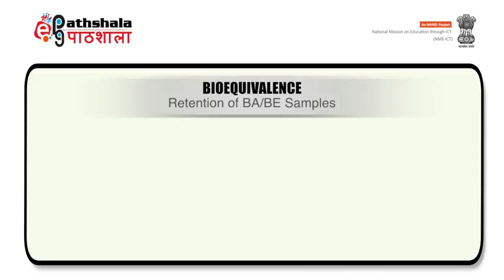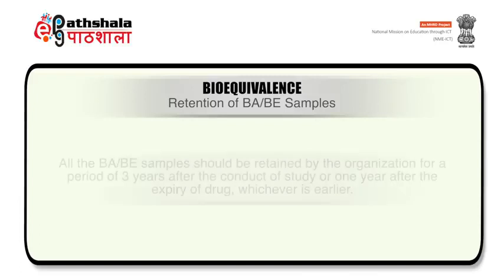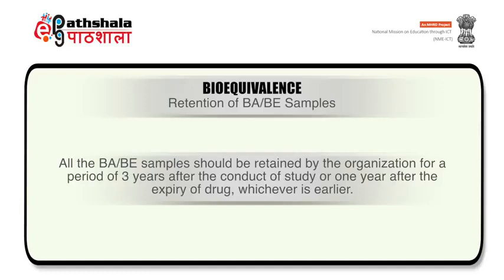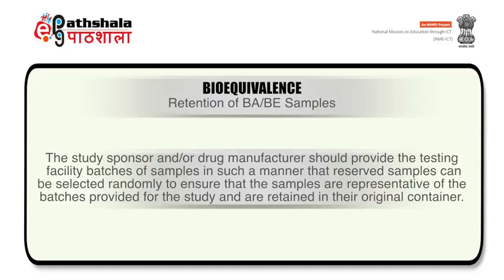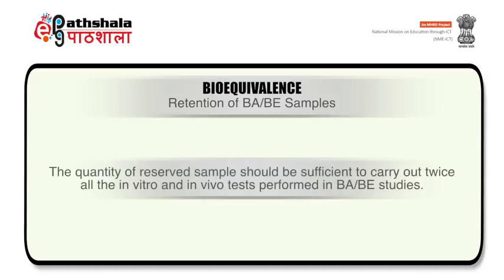The next part is the retention of bioavailability bioequivalence samples. All the bioavailability bioequivalence samples should be retained by the organization for a period of 3 years after the conduct of the study or 1 year after the expiry of the drug, whichever is earlier. The study sponsor or the drug manufacturer should provide the testing facility batches of the samples in such a manner that the reserve samples can be selected randomly to ensure that the samples are representative of the batches provided for the study and are retained in their original container. The quantity of the reserved samples should be sufficient to carry out twice all the in vitro and in vivo tests performed in the bioavailability and bioequivalence study.